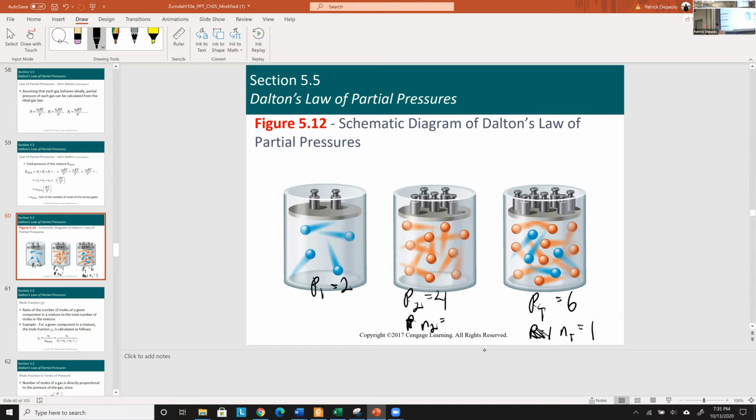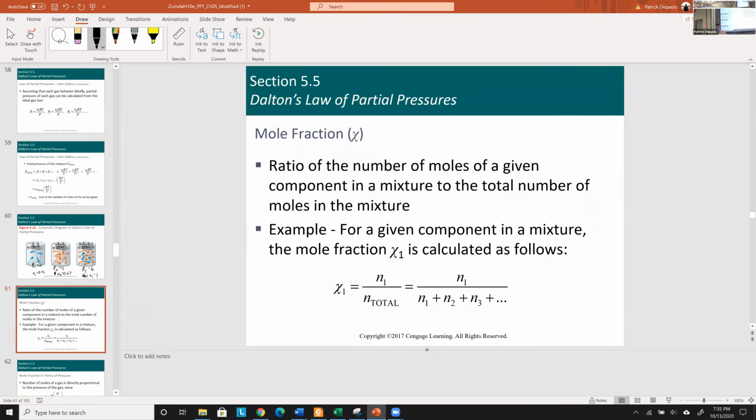So it's 2/3 of P2. This mixture is 2/3 of P2 based on pressure. That means in terms of the moles, it's going to be 2/3 as well. So your N2 would be 0.67 and your N1 would be 0.33. So it works, the ratios are exactly the same. And this is how you calculate the mole fraction for one specific component of a mixture. You take the moles of that component, divide it by the total moles of gases in the mixture, and you get the mole fraction.